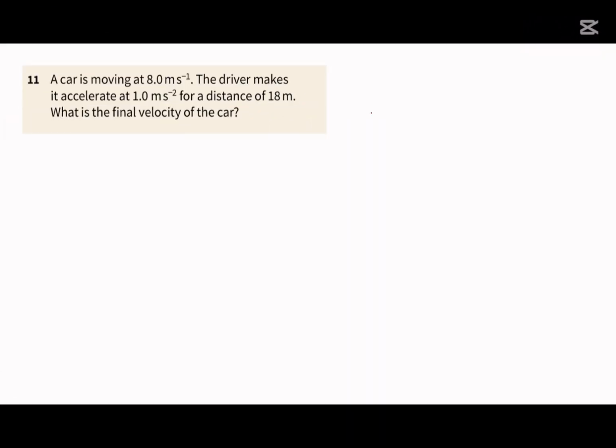Okay, so this is question number 11, or in our case, question number 3. A car is moving at 8 meters per second. The driver makes it accelerate at 1 meter per second squared for a distance of 18 meters. What is the final velocity of the car? So we know u is 8 meters per second, a, which is acceleration, is 1 meter per second squared, and distance, which is s, is 18 meters.